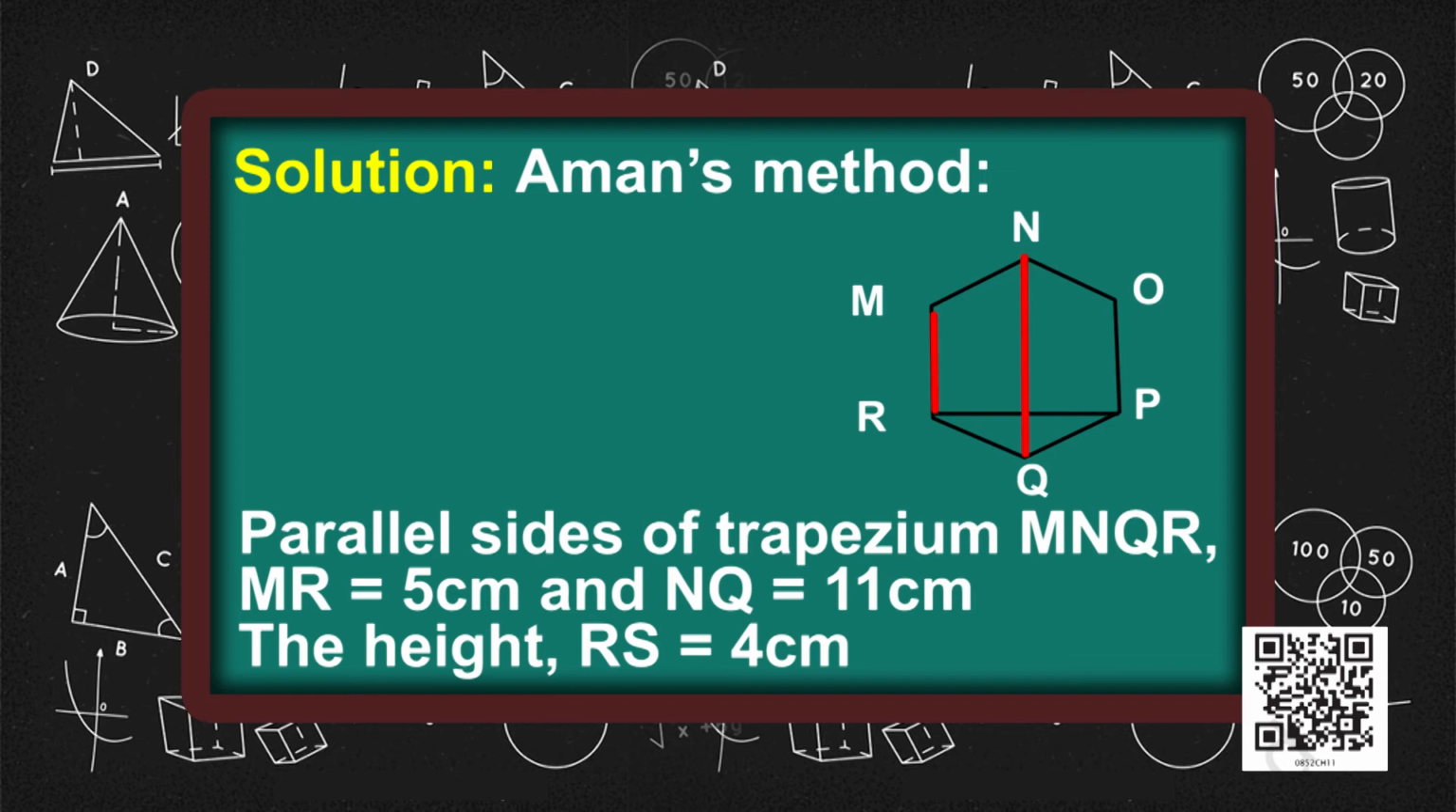Here MR and NQ are the parallel sides of the trapezium MNQR. Also, it is given that MR is equal to 5 centimeter and NQ is equal to 11 centimeter. Since RP is equal to 8 centimeter, the height of the trapezium, RS, will be equal to half of RP, which is equal to 4 centimeter.